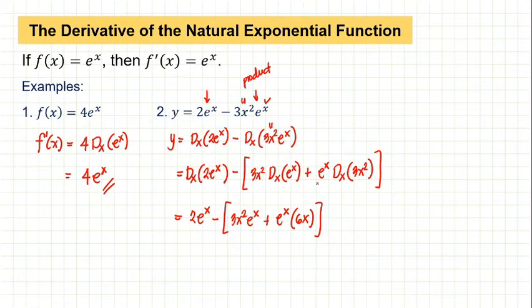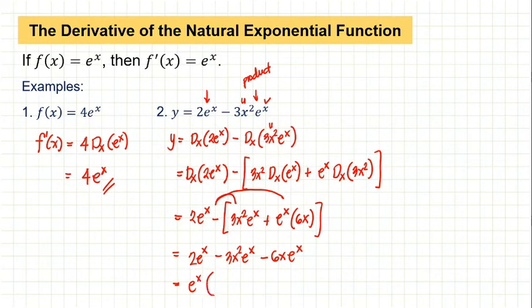Yan. Then let's simplify. We can distribute the negative sign. So we will have 2e raised to x minus 3x squared e raised to x. Then minus, unahin natin si 6x, e raised to x. Then as you can see, e raised to x is common. So we can factor that one. E raised to x times, so we have 2 na lang minus 3x squared, and we have minus 6x. So you can have this one as your final answer.